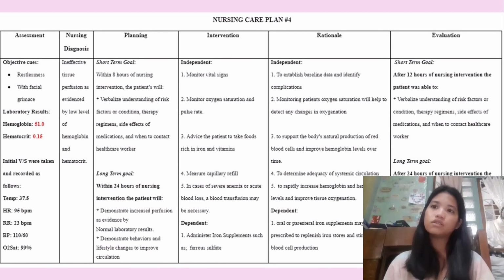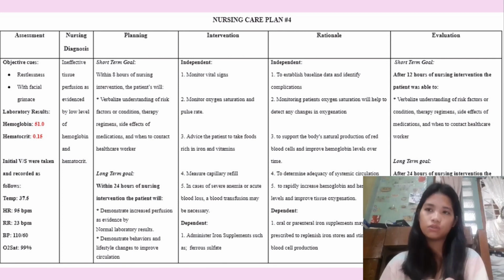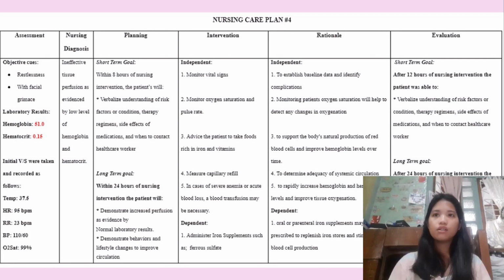So vital signs were taken and recorded as follows. Iyang temperature is 37.5, heart rate 95 beats per minute, respiratory rate 23 beats per minute, and iyang blood pressure is 110/60 with an O2 sat of 99. Nursing diagnosis kay ineffective tissue perfusion as evidenced by low level of hemoglobin and hematocrit.